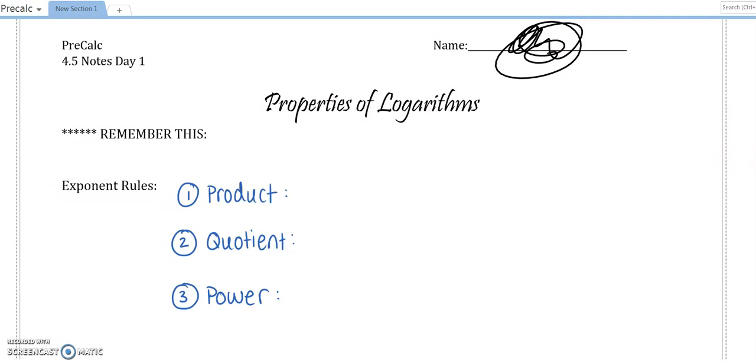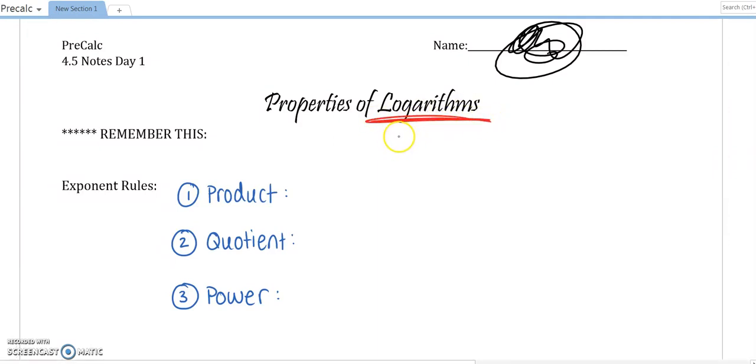Alright, now remember what we talked about when we first started talking about logarithms. A logarithm is just an exponent, and so because of that, the exponent rules that we know so well are really the same as the logarithm rules. They just look a little different. Alright, so let's remind ourselves about what those exponent rules are.